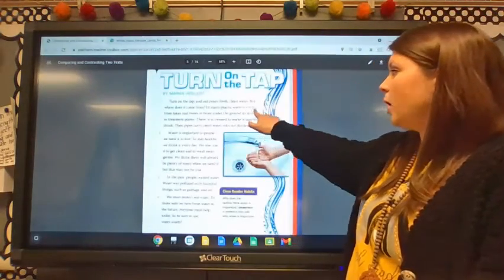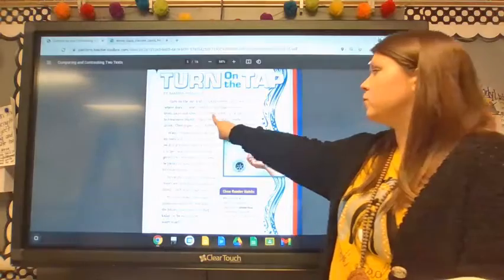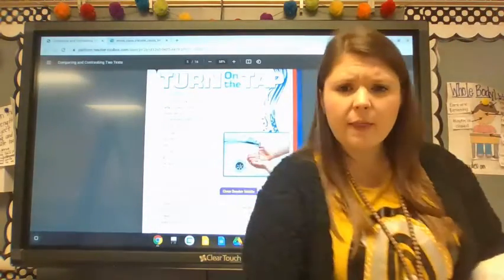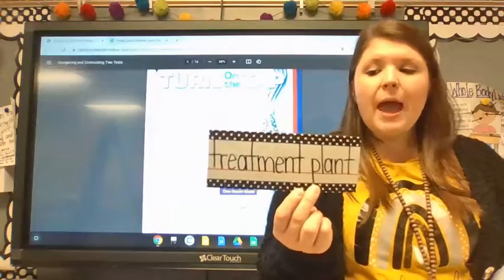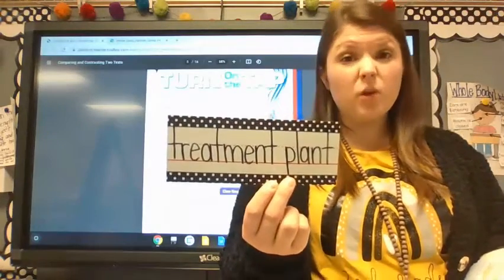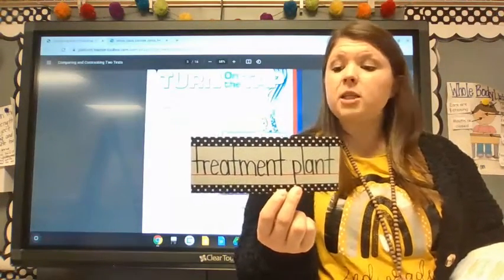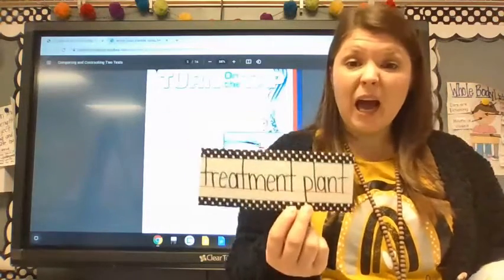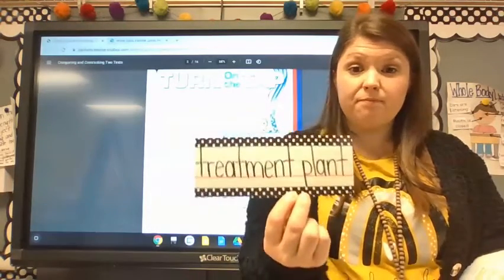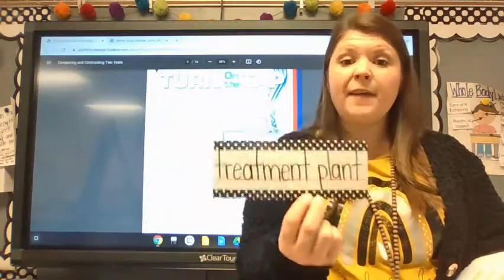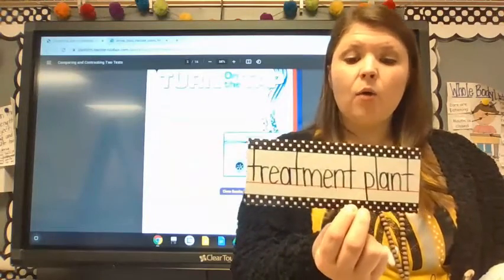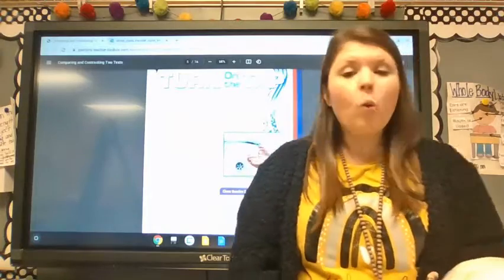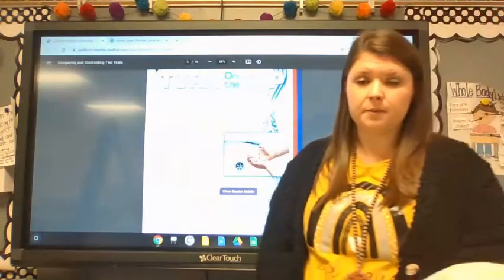In many places, water is pumped from lakes and rivers or from under the ground to wells or to treatment plants. Let's look at that word treatment plants really quick. A treatment plant is a place where sewage is cleaned so that it's not harmful or dangerous to the environment. So they take our dirty water, our sewage, and they turn it back into clean water so that it's not harmful or dangerous to the environment anymore.